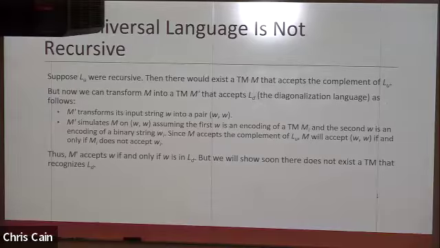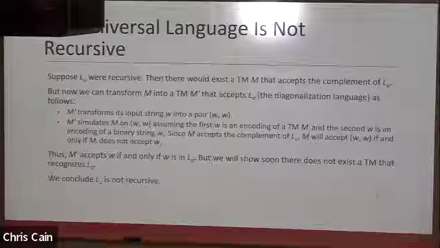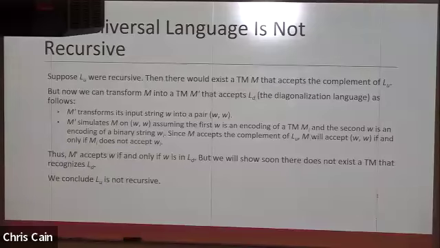And if we assume that this is the diagonalization language, M prime accepts W if and only if it's in the diagonalization language. We will soon show that there is no Turing machine that recognizes the diagonalization language, and from there, we can show that it's not recursive. This proof type is one that we will see a lot when we get into computability theory, which is the next thing we're going to be talking about, probably starting tomorrow. And we will see a lot of proofs that look like this as a way of showing computability.